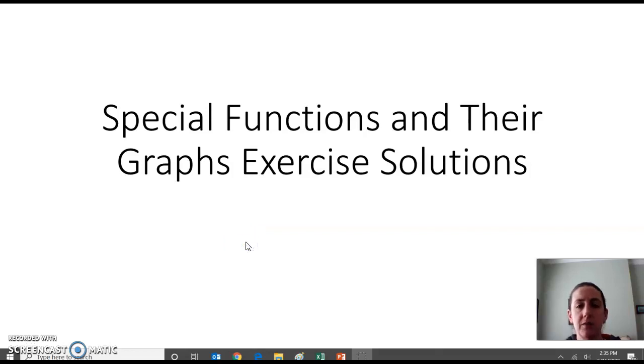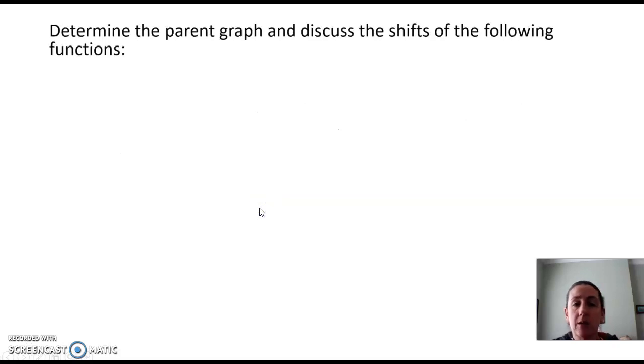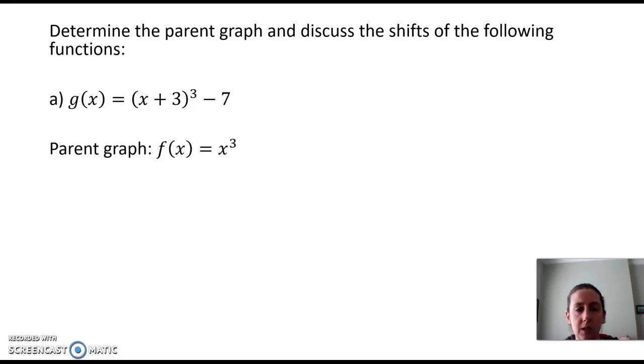Let's go over our special functions and their graphs, exercise solutions. So determine the parent graph and discuss the shifts of the following functions. Let's look at g of x equals (x plus 3) quantity cubed minus 7. This whole quantity being cubed is going to tell us that the parent graph is x cubed.